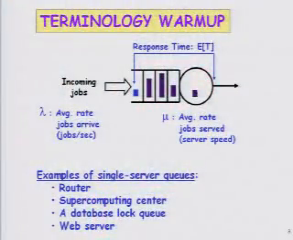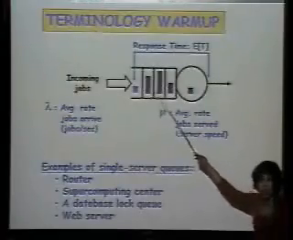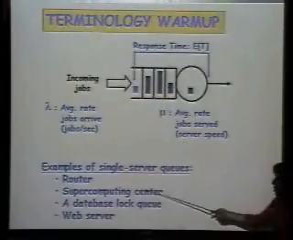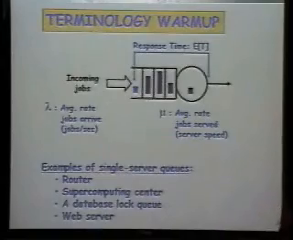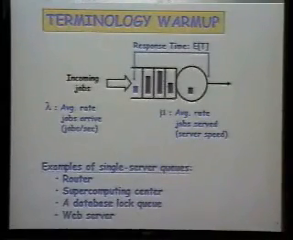These queues come up all over the place, so you can envision almost anything as a queue. A router is a queue that has packets. A supercomputing center is a queue where we're queuing up the jobs that are coming in from all over the world at the Pittsburgh Supercomputing Center.